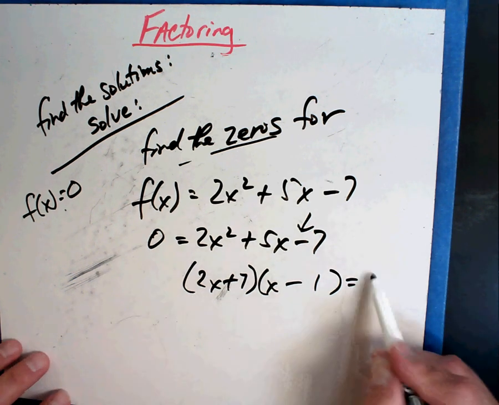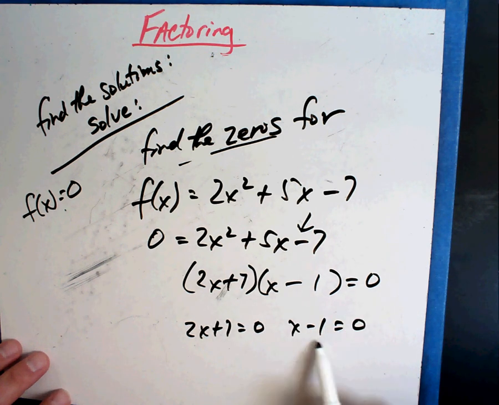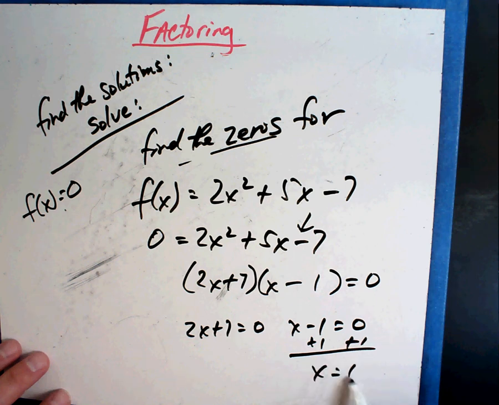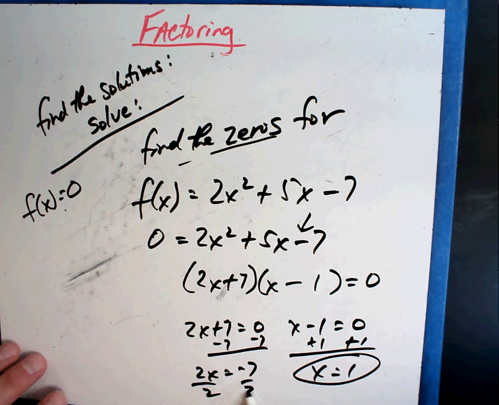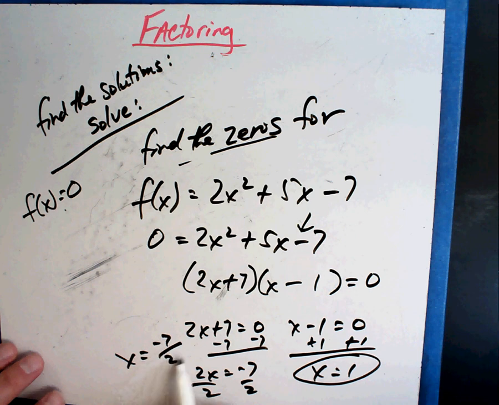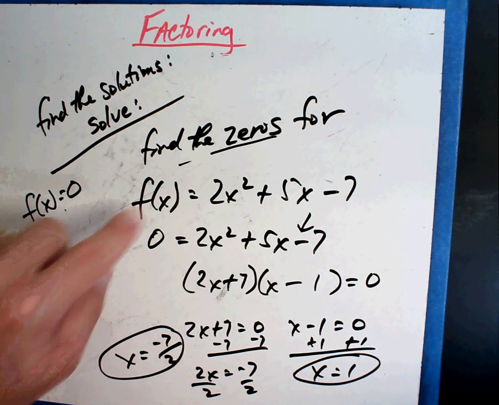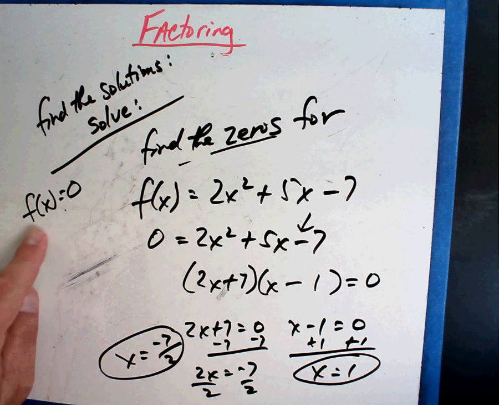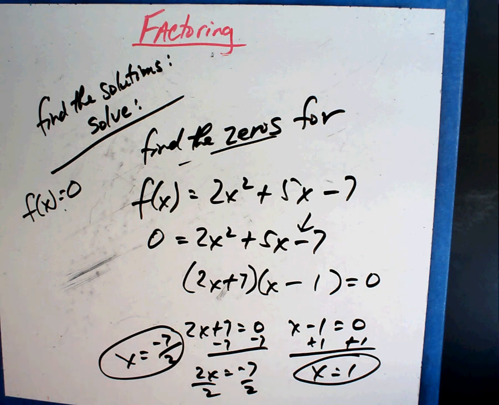Set it equal to 0. So 2x plus 7 equals 0, and x minus 1 equals 0. X equals 1. 2x equals minus 7, divided by 2. X equals negative 7 halves. There's my two solutions. Okay, so it looks the same, but the wording is different. When it says find the zeros and they give you a function, they're telling you make that function equal to 0. So set the whole thing equal to 0, and we just did the same exact math that we did.